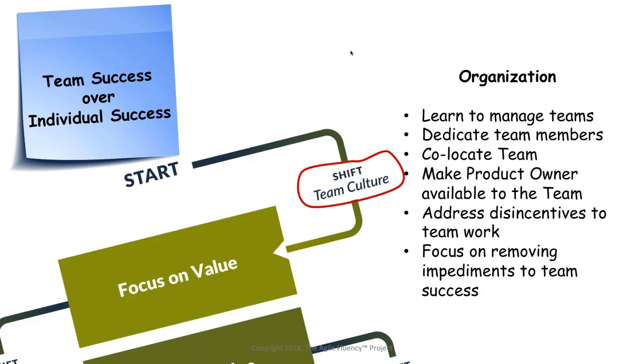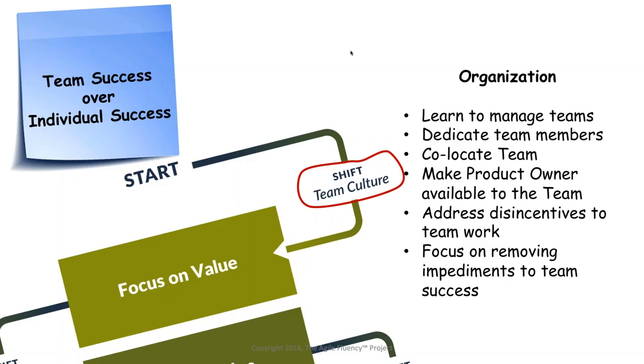At the same time, the organization is undergoing some shifts to thinking in terms of a team culture as well. The managers are learning to manage teams instead of individuals and are dedicating team members to the team. Ideally, that team is co-located. If it's more geographically distributed, then they are providing the electronic tools and communication systems to help that team get as close to behaving as a co-located team as possible.